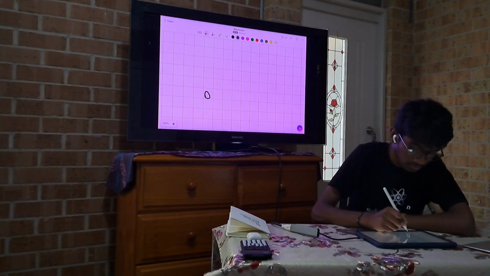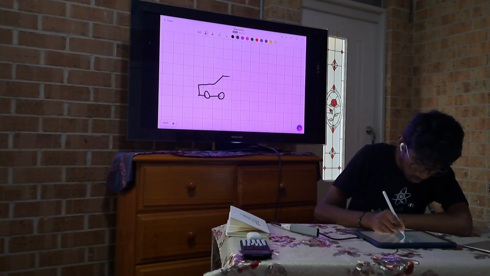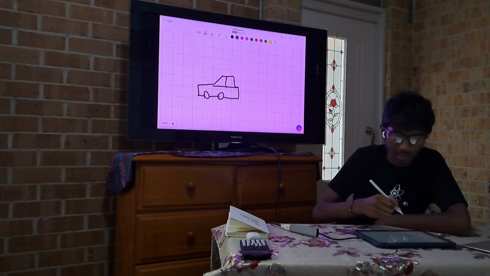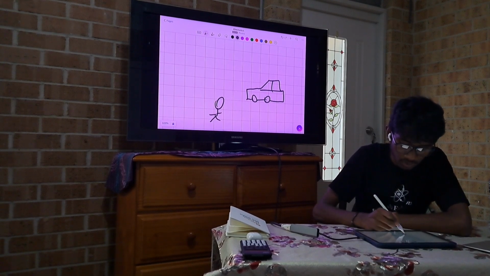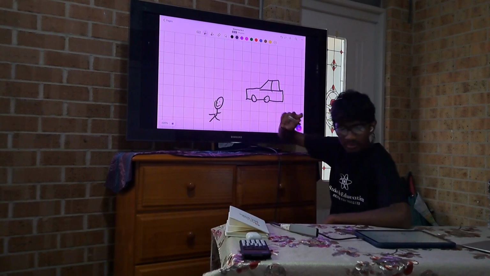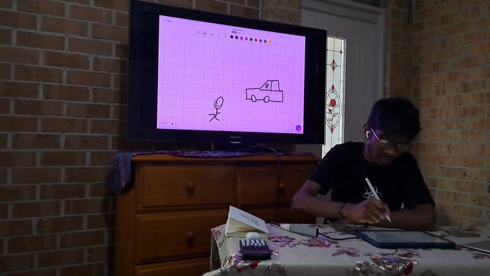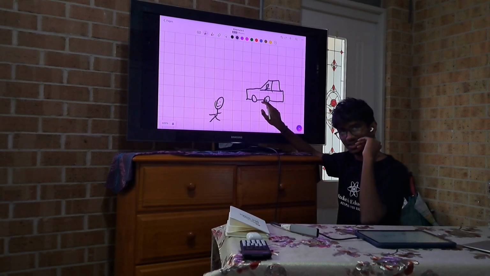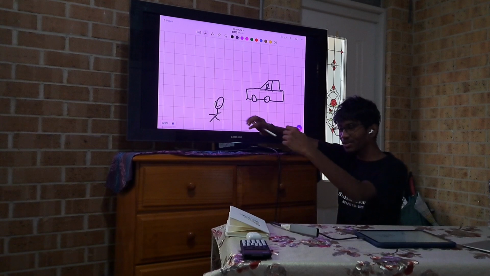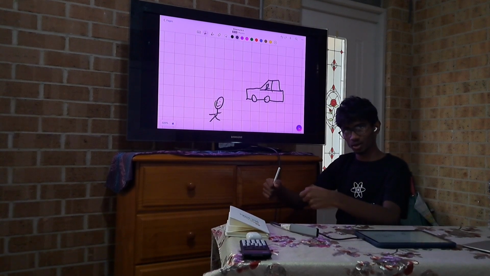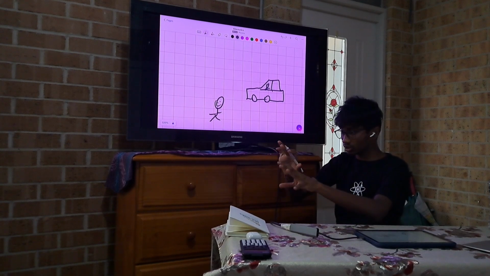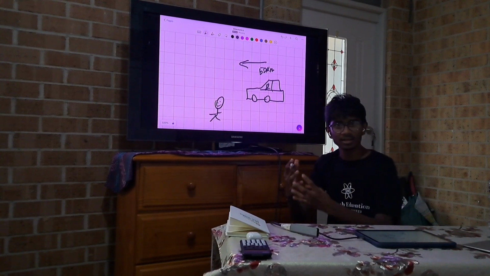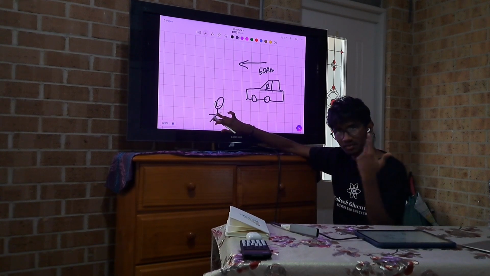Suppose you're in a car. Suppose you're in the car and you see a person on the road. If you're the person in the car, you are stationary. Because when you're in the car, imagine yourself, you're not moving. Your surrounding is moving. So let's say you're going at 50 kilometers an hour, this guy is going backwards at a 50 kilometer per hour speed.